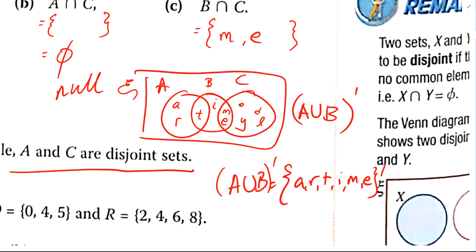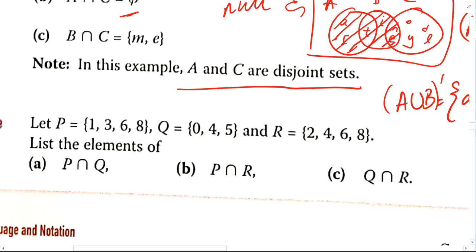So what is not inside A union B? I'm going to shade A union B now. This is A union B, correct? But I want the complement of A union B, so I want everything that is outside A union B. C is not inside. Yeah, exactly. It is not inside. That's why I am having it as my answer. It is a complement. Okay?